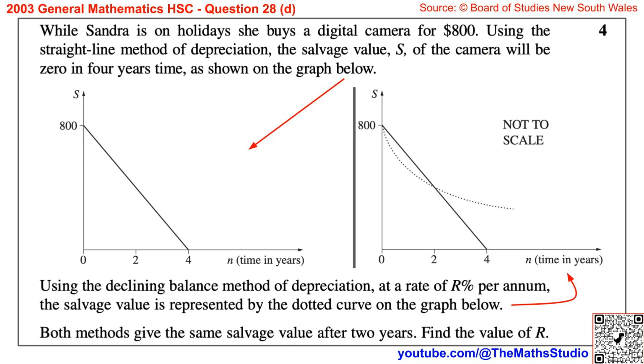Using the declining balance method of depreciation, at a rate of capital R% per annum, the salvage value is represented by the dotted curve on the graph below. Both methods give the same salvage value after 2 years. Find the value of capital R.